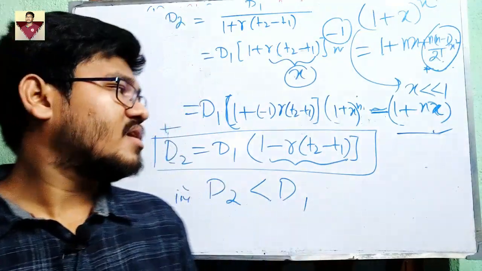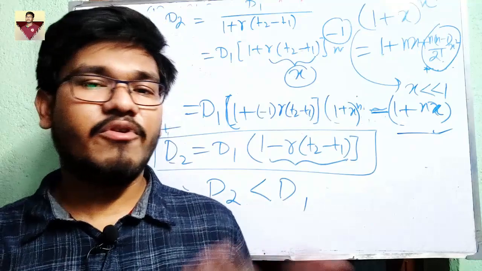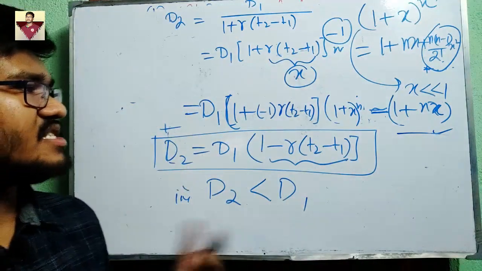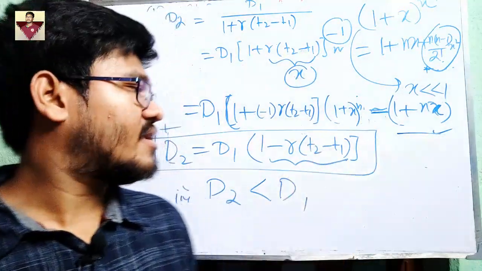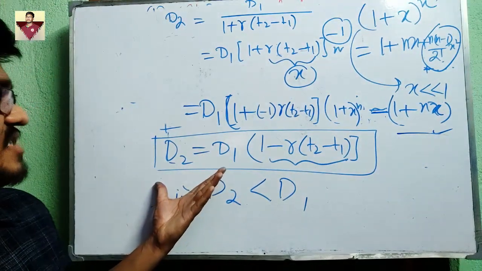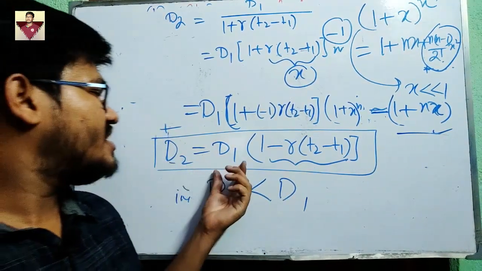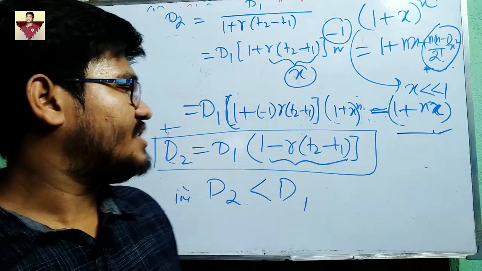However, there are some exceptional cases, like the anomalous expansion of water near 4 degrees Celsius. That has a different scenario, which I will discuss later when I discuss the expansion of liquids. So this is your final equation. It connects the final density of the substance with the initial density times (1 − γ(t2 − t1)).